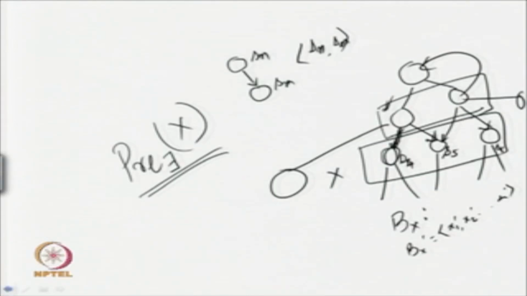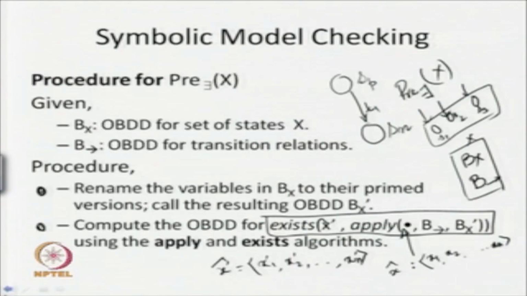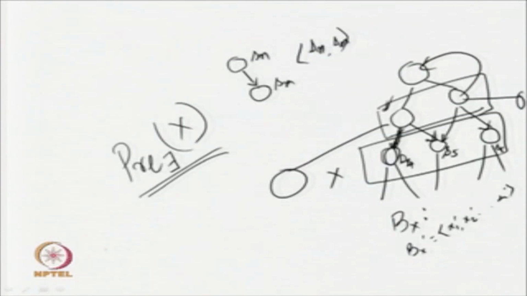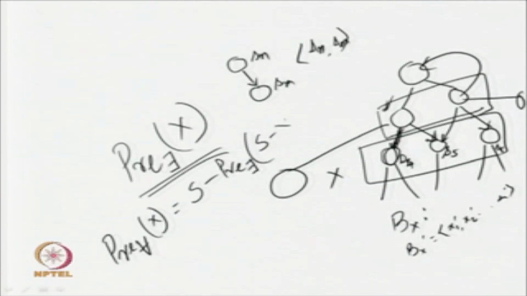So, with the help of this simple operation, with these two steps, first we are renaming the variables of Bx, and then we are using the apply operation and the exist operation to get the predecessor states, and all those states will give us the there exists X. And once we have that there exists X, we can very well calculate the for all X. Already we have seen this is nothing but S minus there exists S minus X. So, now we have a method to find out there exists X, and once we can calculate there exists X, we can calculate for all X also.